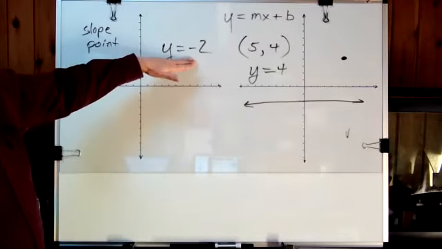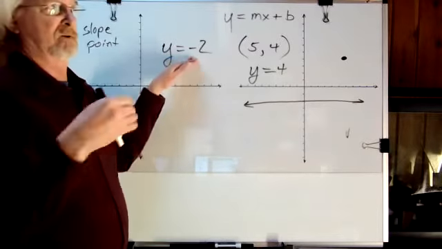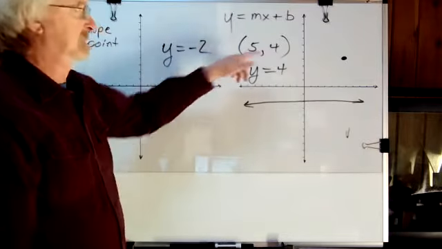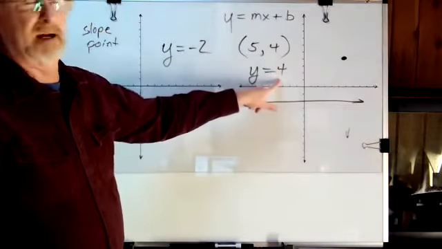I have a horizontal line and I recognize it's a horizontal line. If I'm going through some other point horizontally, all I need to know is what its y value is.